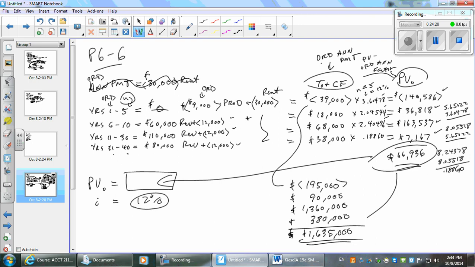Or you could discount it at 11% down to the beginning of the second 5 years, to the end of year 5, beginning of year 6, and then you could discount it at 12% as a lump sum. That'd work just fine too. That makes sense? Yeah. Either way would work. Sure. That's good.